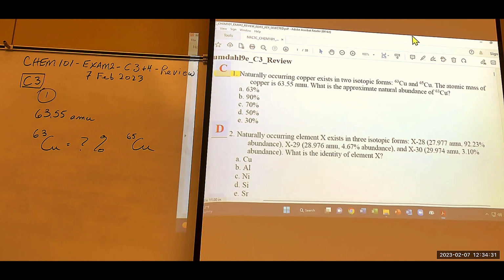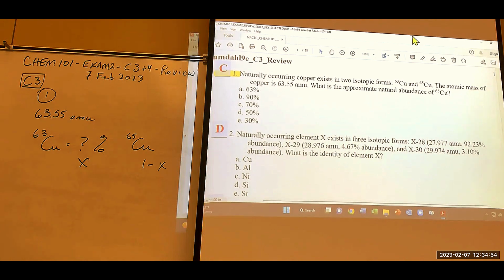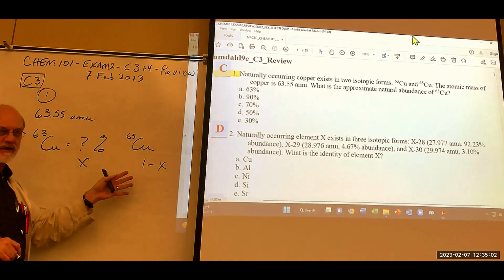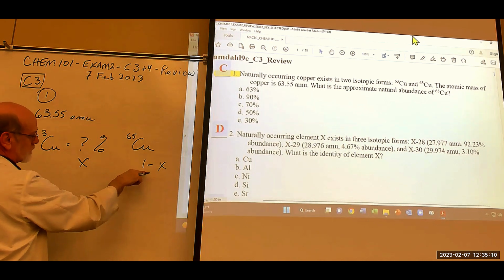Use a little algebra. Anybody remember algebra? First of all, what would be the natural abundance? Well, if this one is, say, a fractional abundance value, then this one would be 1 minus x, right? Because we're only given two of them. So if this is a certain fraction, that's 1 minus the fraction. So let x equal the abundance of this one, and the abundance of that one is 1 minus x.